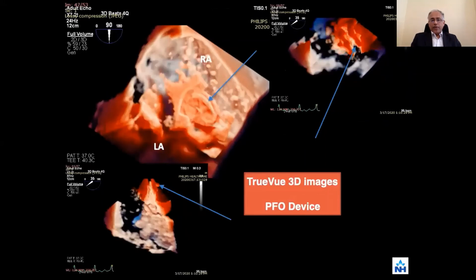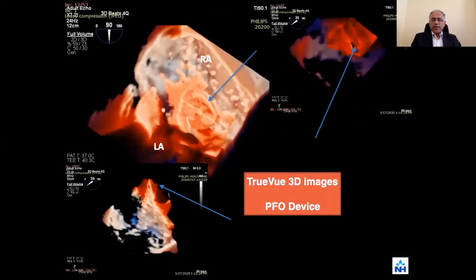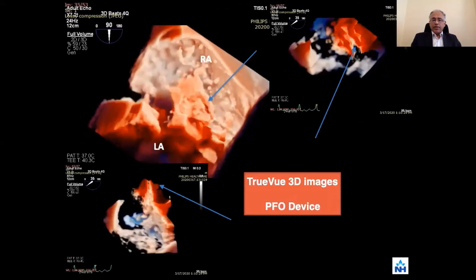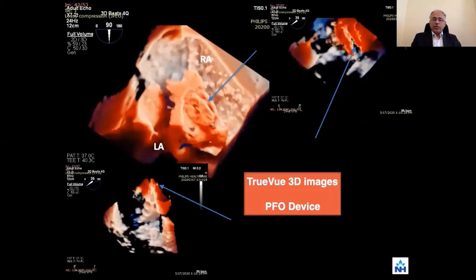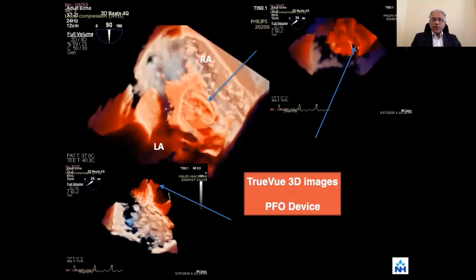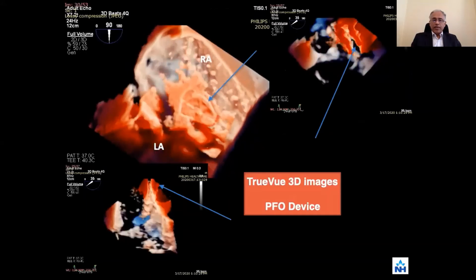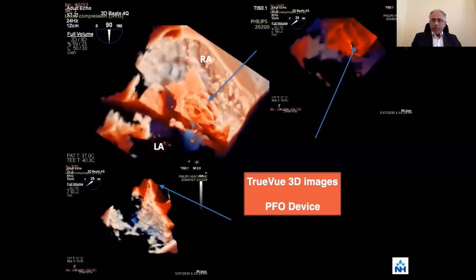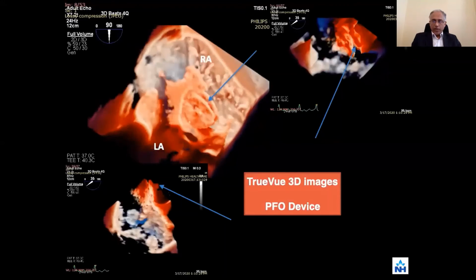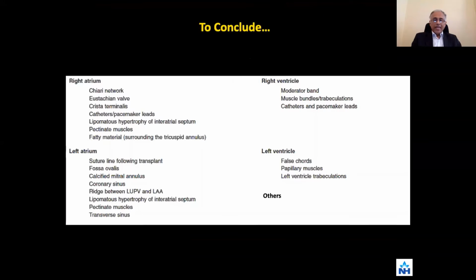Then the smaller devices. So you have the patent foramen ovale device. Here you can see these are very tiny, small ones, and you can see the clarity in terms of how the two discs are, looking at it from different angles and using the light source. You can see the device in place on either side. You have the two discs. These are the devices which are used for closure of patent foramen ovale. So that is something you should be careful about when you're looking at the interatrial septum.